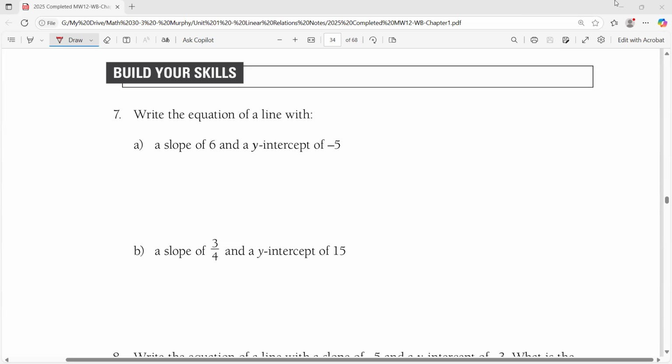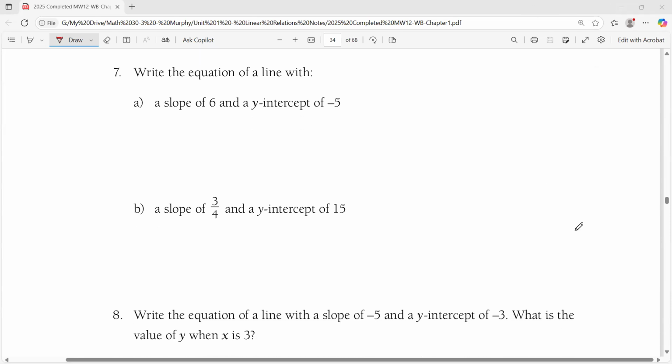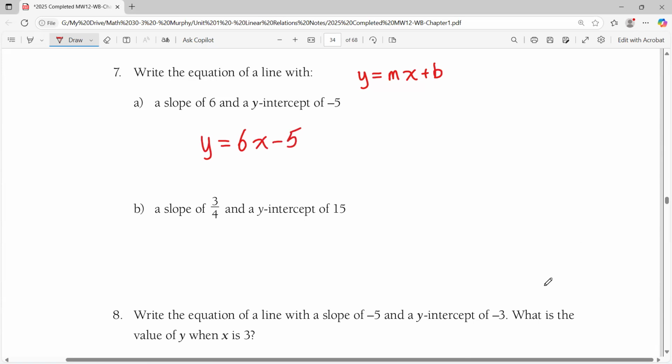Okay, so number 7, write the equation of a line with a slope of 6 and a y-intercept of -5. So remember, we're just replacing m and b. Okay, so for the first one, let's go y equals m is 6 and b is going to be -5. So there's your first one.